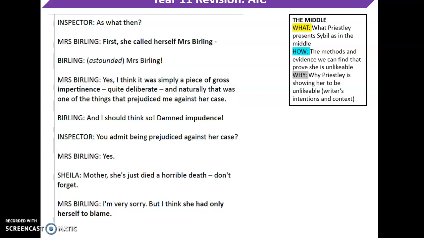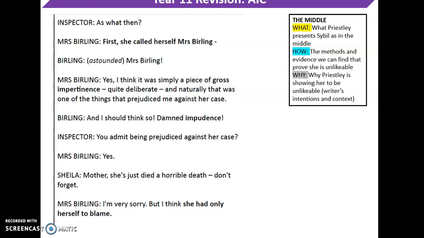I should think so. Damned impudence. You admit being prejudiced against her case? Yes. Mother, she's just died a horrible death. Don't forget. I'm very sorry, but I think she had only herself to blame.